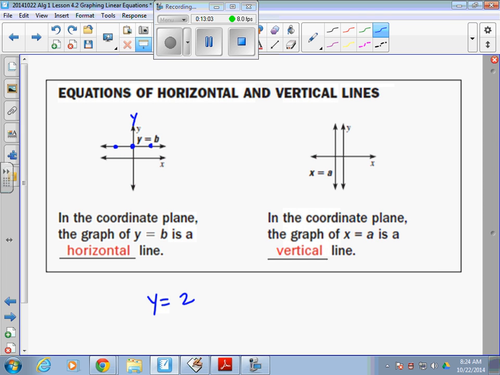The same thing with x values. If this one right here is x equals negative 1, it's going to be negative 1 on your x-axis. It'll be negative 1 here and there as well. It gives you a vertical line.